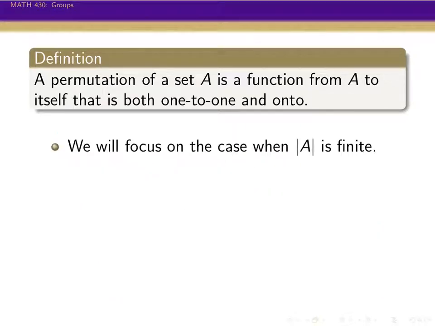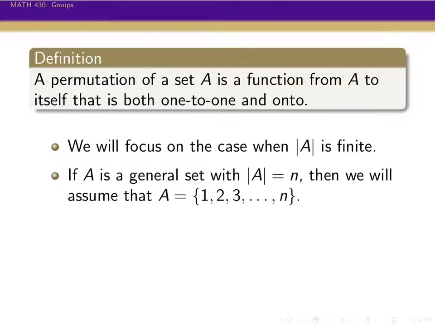Okay, so in our talking about permutations, we're mainly going to focus on the case where the size of A is finite. You can have permutations of infinite sets, but finite sets is really where we're going to be doing most of our work. And in general, if we're just talking about some general set with n elements, rather than coming up with a bunch of goofy symbols, we're just going to use the numbers 1, 2, 3 up to n to denote the elements of that set. So when we're talking about a permutation on a set of size n, we're really talking about a permutation on the numbers 1, 2, 3 up to n.